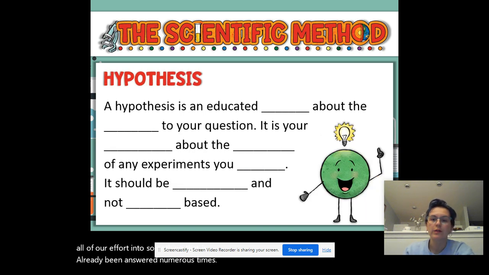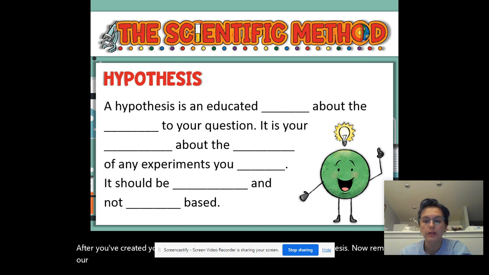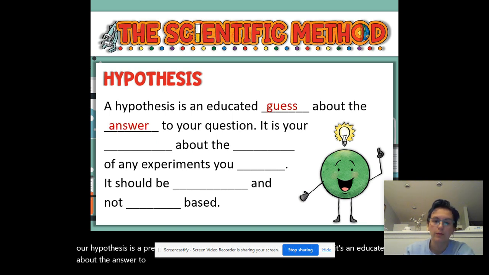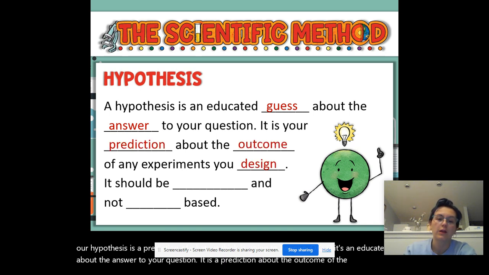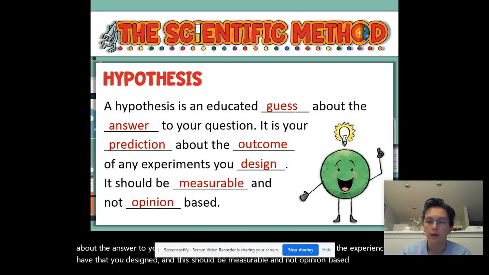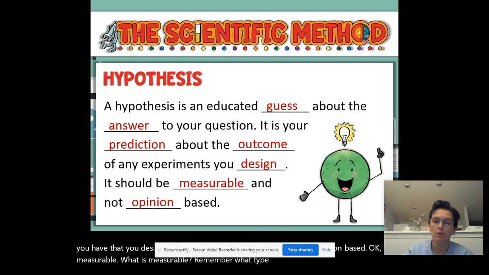After you've done your research, you need to come up with your hypothesis. Now remember, our hypothesis is a prediction of what we think is going to happen, okay? Or it's an educated guess about the answer to your question. It is a prediction about the outcome of the experiment that you designed, and this should be measurable and not opinion based. Okay, again, measurable. What is measurable? Remember, what type of data would be considered measurable? That would be quantitative data. So we're trying to look at how can we measure this.